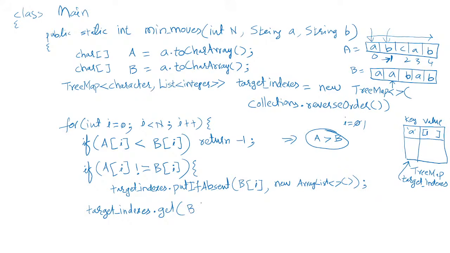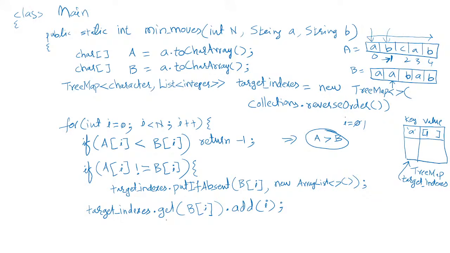So what is the key here? The character at B of I is the key. Then it returns the value associated with that key, which is nothing but the empty array list. To this empty array list we need to add the index I. So you get B of I, the empty array list, and now we say add I. The I value is 1, so now 1 will be added in this array list.